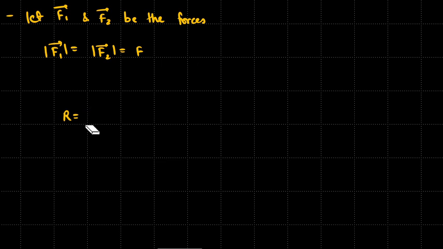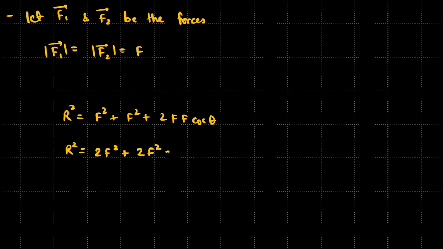To remove the square root, I will square it over here. So we have r squared equals a squared, which will be f squared, plus b squared, which will be f squared again, plus 2ab cos theta, right? So r squared equals 2f squared plus 2f squared cos theta, and you can pull out the 2f squared to get 1 plus cos theta.